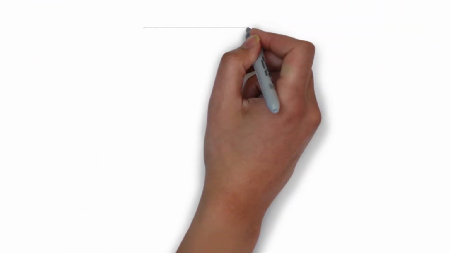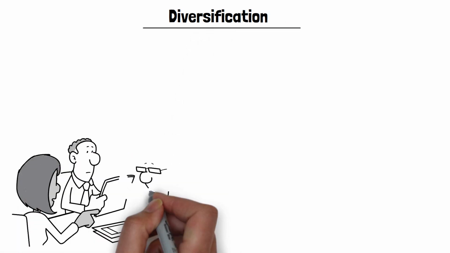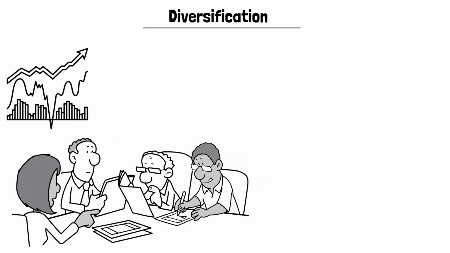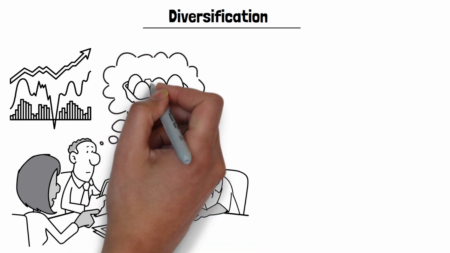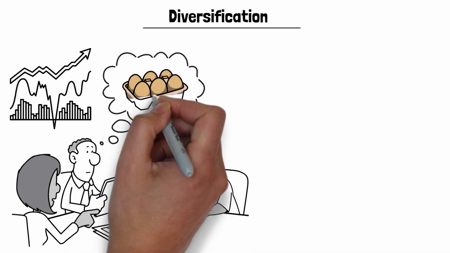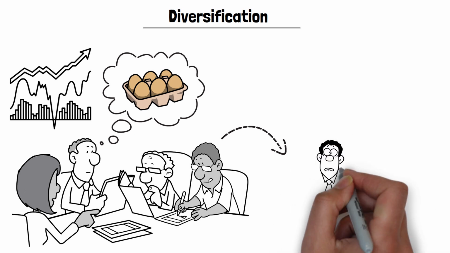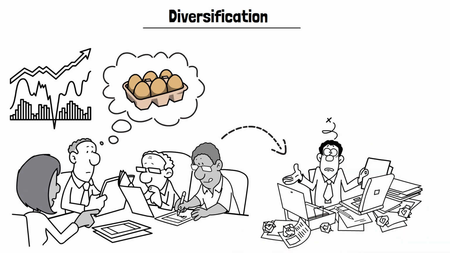Now, let's discuss diversification. Diversification is a risk management strategy whereby you spread your investments across different assets such as stocks, bonds, and real estate. The idea behind diversification is that you don't want to put all your eggs in one basket, in which case you're less likely to suffer a huge loss in case one investment performs poorly.